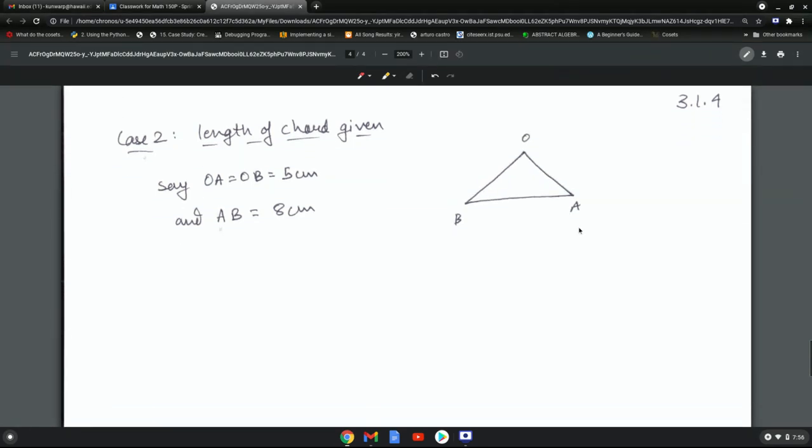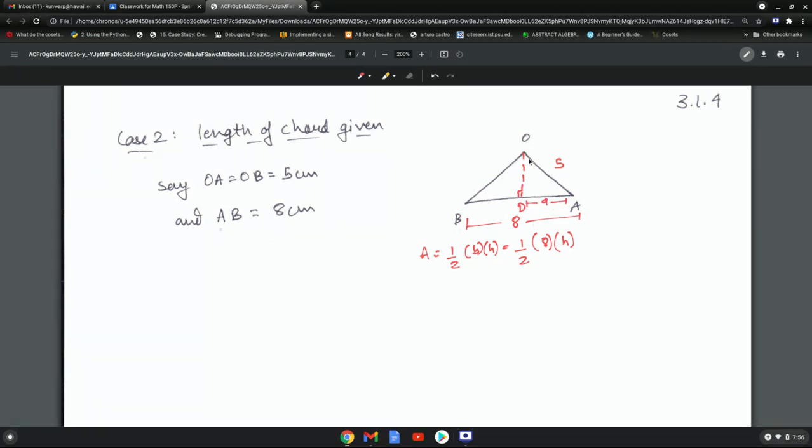Case 2, the height is not given, but the length of the chord is given. So you have AB equals 8, and the radius is 5. Now in this case again, the area is simply 1/2 times base times height, except you have the value for the base in this case, and you do not have the height. So we use the same trick in reverse. You drop a perpendicular, call this point D. This is 5. Now if the entire length is 8, then this length is going to be 4.